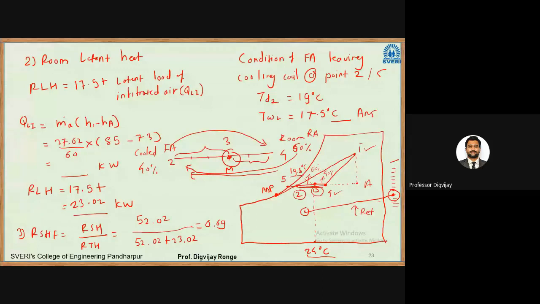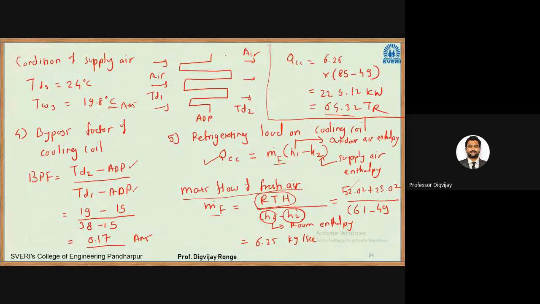Then they have asked for the refrigerating load. Refrigerating load can be calculated as the mass flow rate of fresh air into the enthalpy difference. Why have I taken fresh air, not supply air? Because in this case, as you can see, the only air coming in contact with the cooling coil is fresh air. Return air is not coming in contact with the cooling coil. First, fresh air comes in contact with the cooling coil, then it is mixed with the return air. So this is why we are considering only the mass flow rate of fresh air.